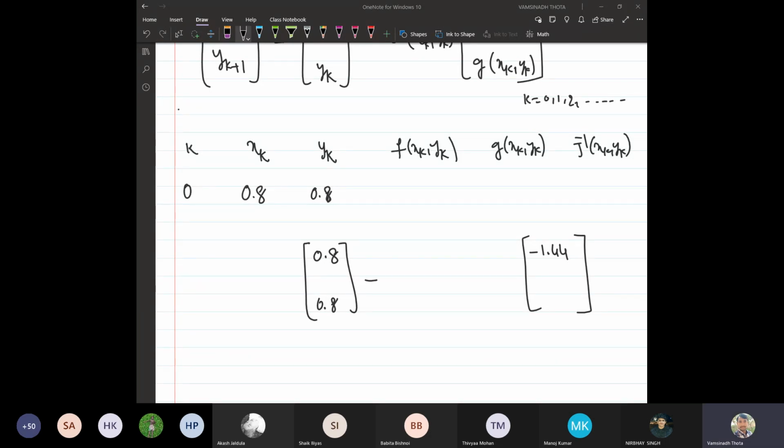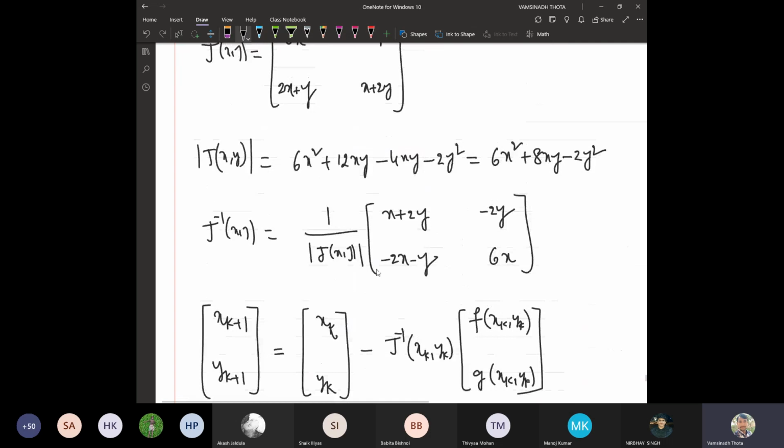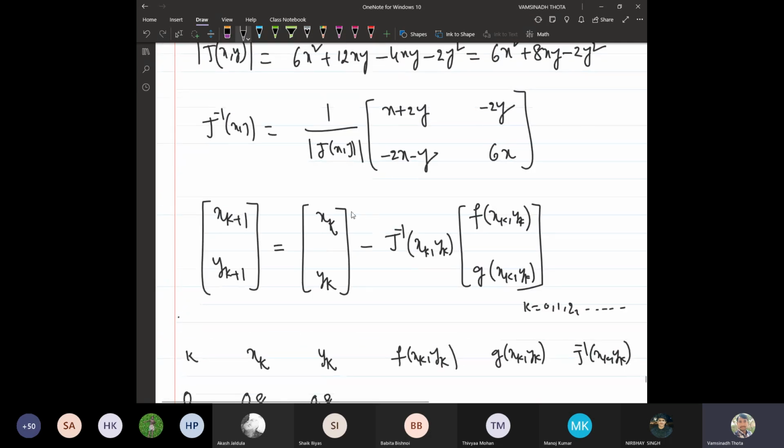Now what about for g? For the function g at the point xk and yk? Minus 1.08. Okay. Now, the difficult thing is we need to evaluate what is J inverse. Since it is only a 2 by 2 matrix, we need not worry. So first find the determinant.